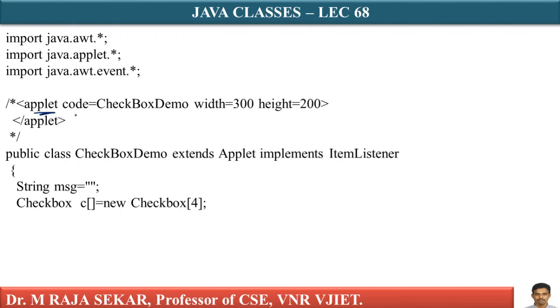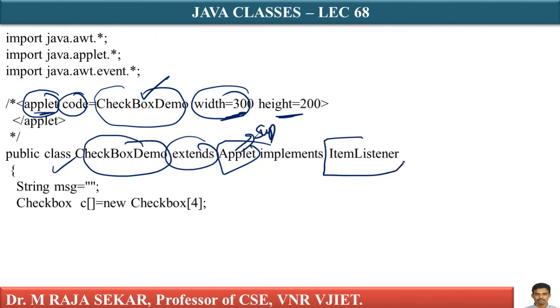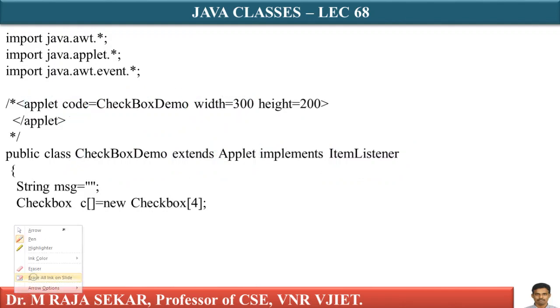What it says: applet, we know applet is a tag, code is a property whose value is CheckboxDemo. This is my class name. Applet window width 300, height is 200. Public class CheckboxDemo, this is class name, extends Applet. This is super class. Implements means what? It's an interface. We are implementing ItemListener interface. String msg, I am keeping an empty message.